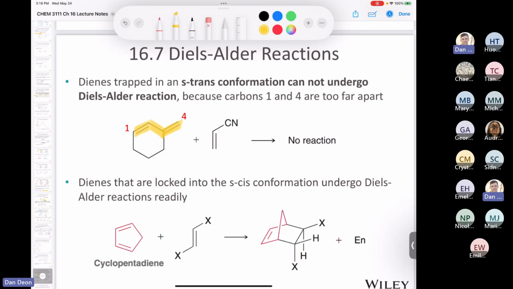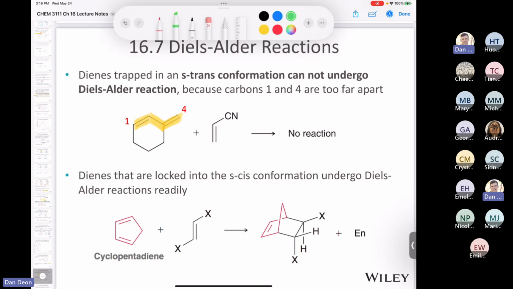But check out the one on the bottom. If you have a diene that's locked in an S-cis conformation, like cyclopentadiene, this molecule here, that will react like crazy. I mean, that will react at room temperature probably. And you end up forming this bicyclic species here. Now notice, since the two X groups are trans to each other, one of them is going to be pointing up and one of them is going to be pointing down. And if you're like, oh man, I'm not sure about drawing a bicyclo compound, I haven't seen those since Organic 1, don't worry, we're going to take a look at a few examples and I'll try to help you on that.